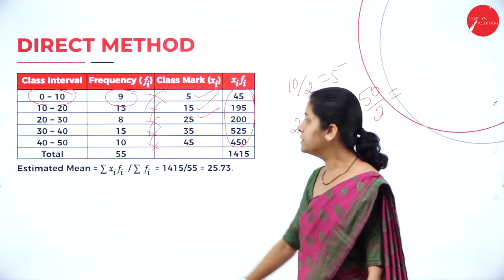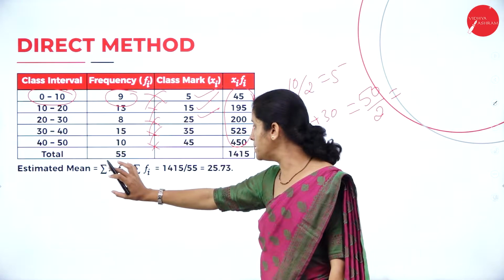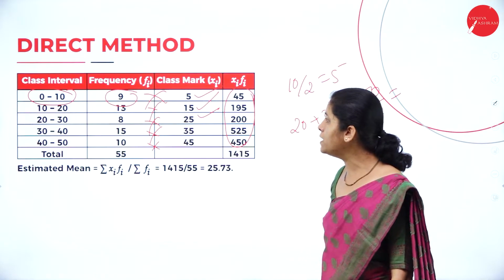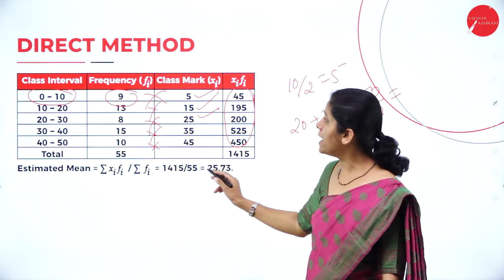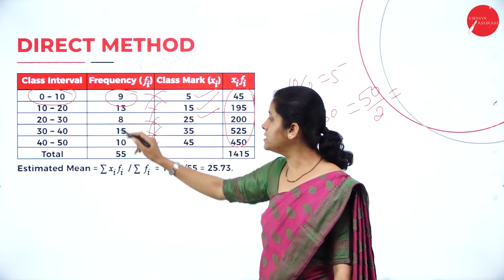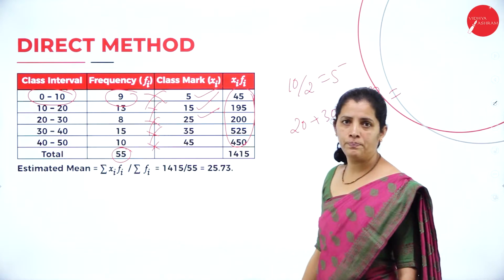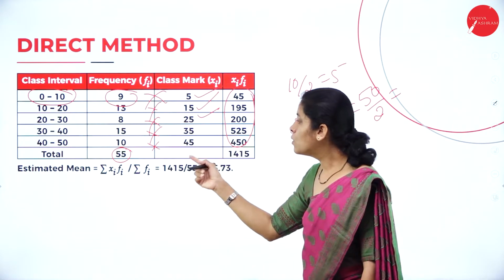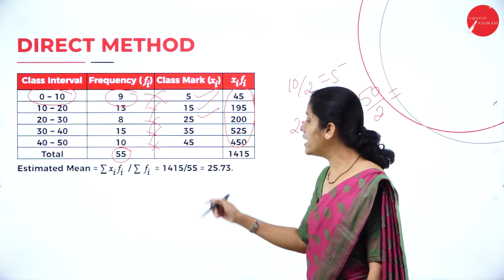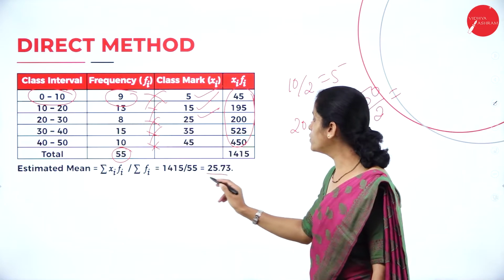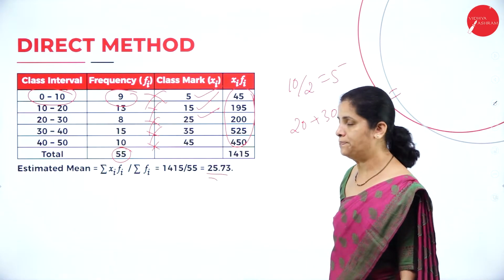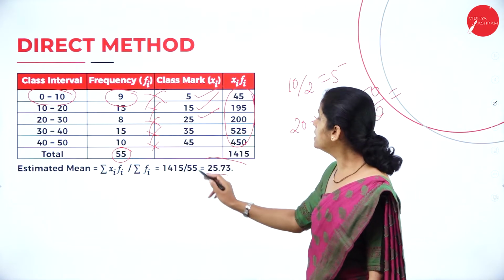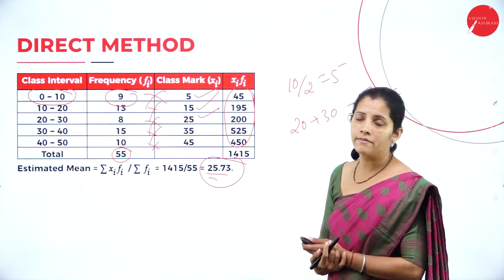1415. Now I am going to write the formula and substitute the values. What is the summation of fi? The summation of frequency is 55. So, here 1415 divided by 55. I am going to get the answer 25.73. So, what is the mean here? That is 25.73.